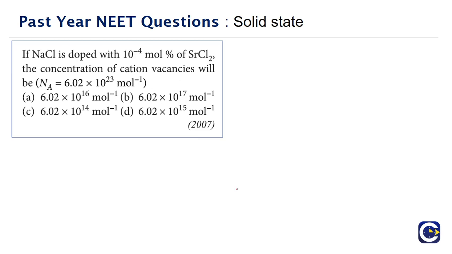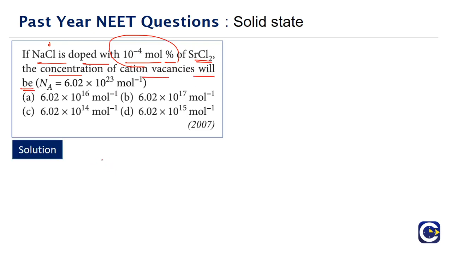This is a question that has come in the year 2007. If NaCl is doped with 10 to the power of minus 4 mole percentage of strontium chloride, the concentration of cation vacancies will be.